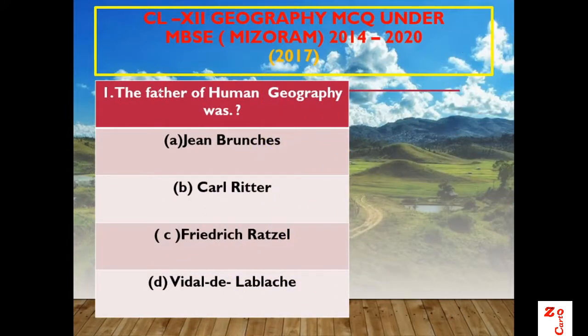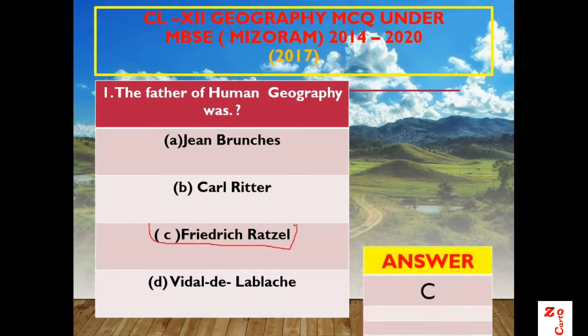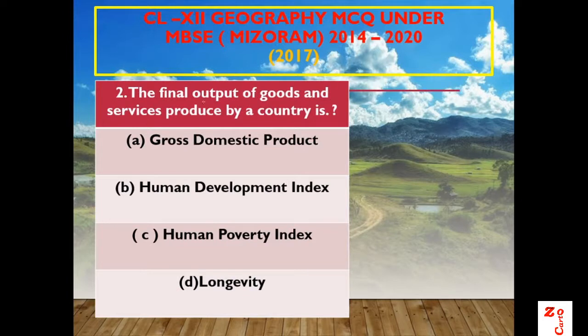2017. The father of human geography was A. Jean Brunhes, B. Carl Ritter, C. Friedrich Ratzel, D. Vidal de la Blache. C. Friedrich Ratzel.